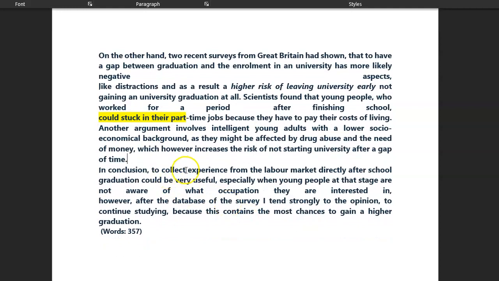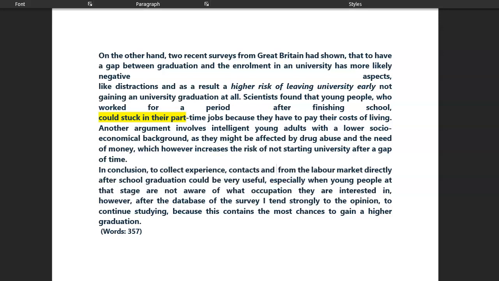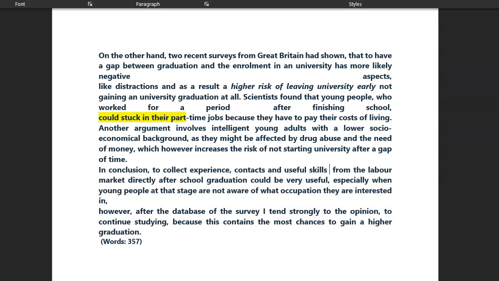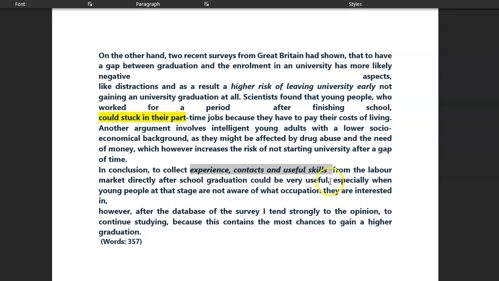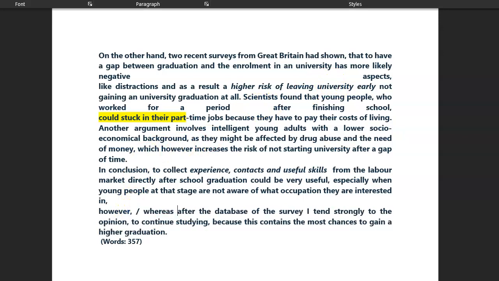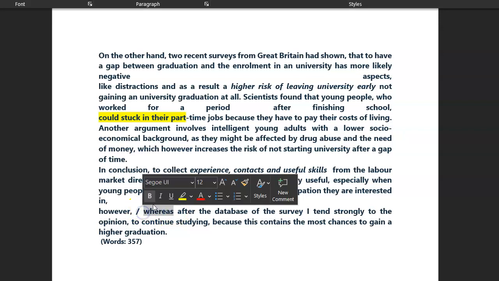In conclusion, to collect experience and contacts and useful skills. So expand that a bit. Sometimes you just have 1 noun, which is okay, but if you have 3 nouns, it has more impact. From the labour market, it could be very useful. Good. Sorry, I've got useful there. Don't repeat that. Especially when young people at that stage are not aware of what occupation is. Good. However, after the database, good, really nice. We've got however quite a few times as a connecting word. You could use whereas, like the task 1. Just gives you a bit of another word, a bit of variety in there.